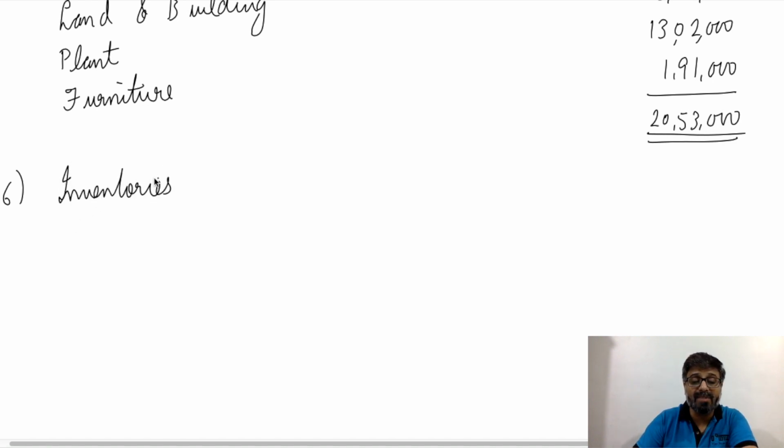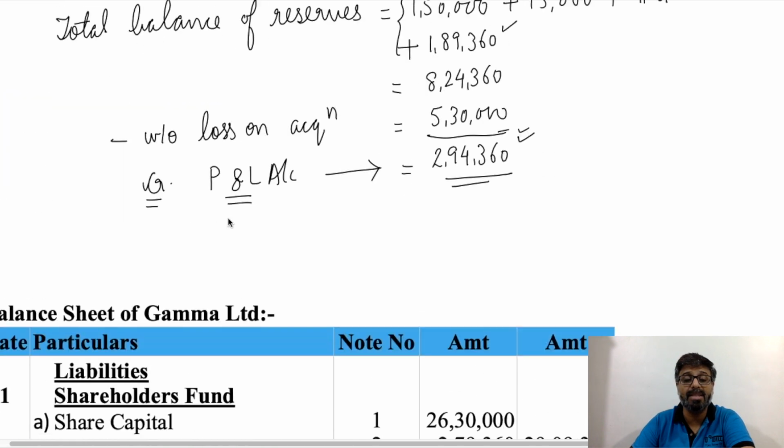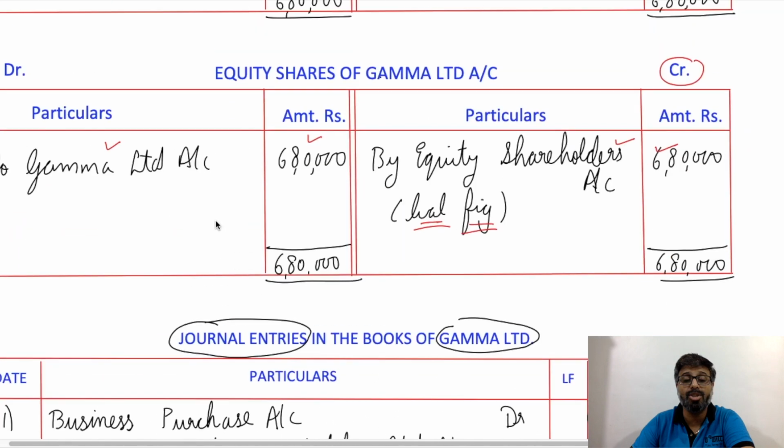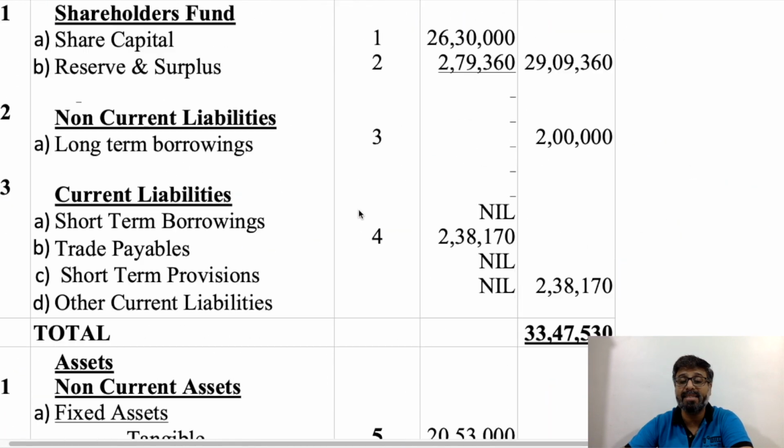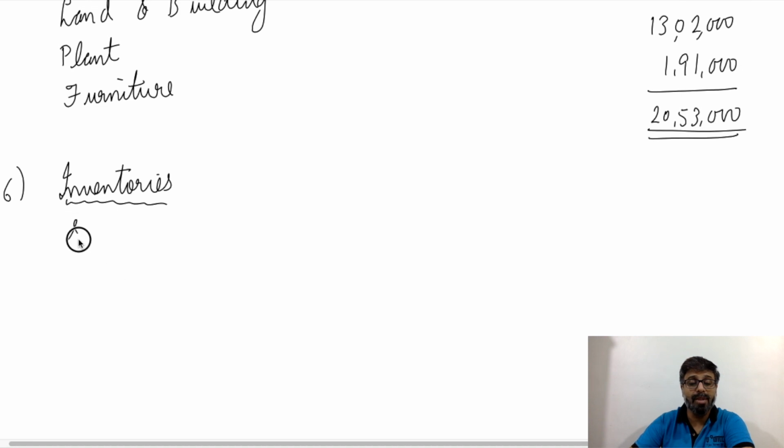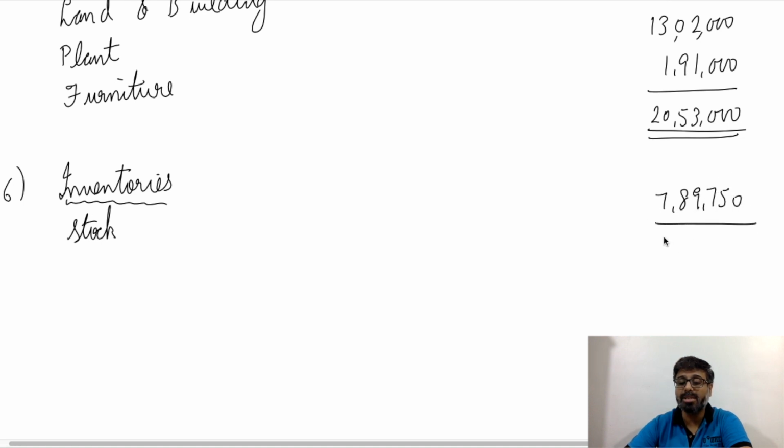Current investment was the first item, but we don't have that in the question. After current assets, current investments, inventories. Inventories include stock. So here stock in the journal entry you can see is 789,750. So inventories will include stock of 789,750. Total also 789,750. Then after current investments we don't have.